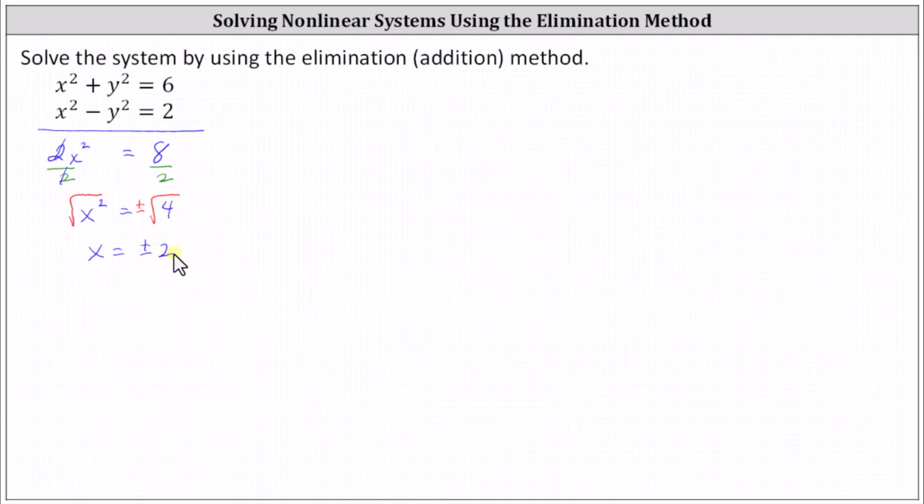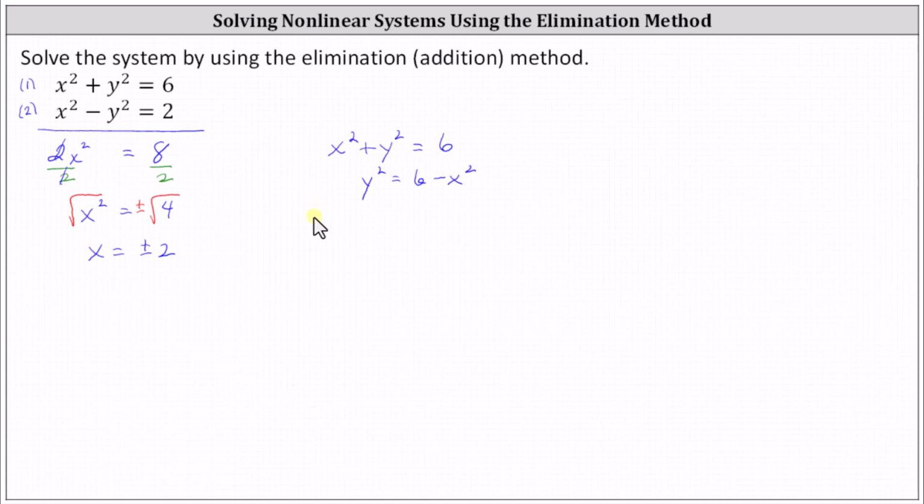Now we need to determine the corresponding values of y for x equals 2, as well as x equals negative 2, by substituting positive and negative 2 back into one of the equations and solving for y. Let's go ahead and use equation 1 to determine the corresponding y values. So using the equation x squared plus y squared equals 6, let's go ahead and solve the equation for y squared by subtracting x squared on both sides, and we have y squared equals 6 minus x squared.